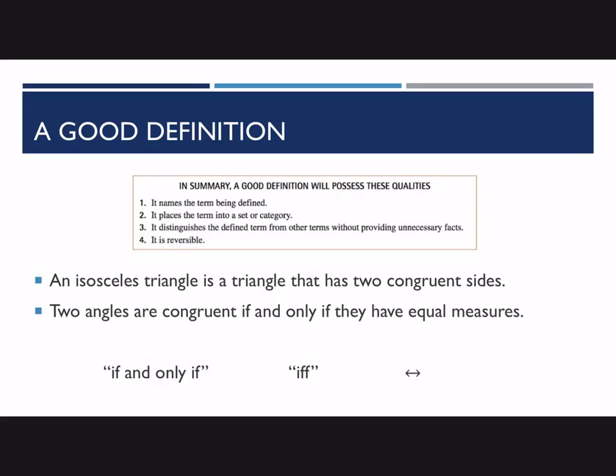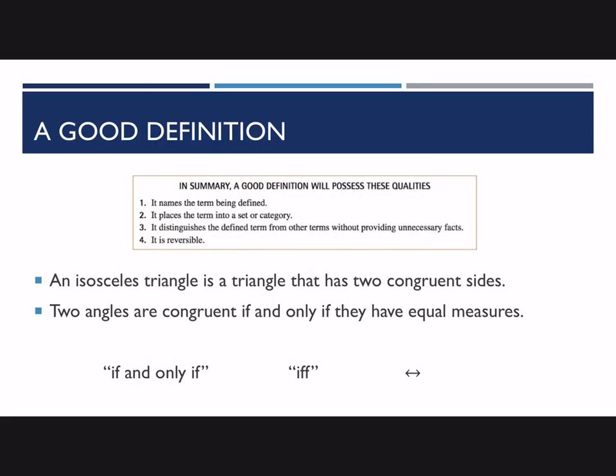Then we move on to definitions, and here are the components of a good definition. First of all, it has to name the term being defined. It places that term into a set or category, so that's what makes it different than an undefined term. And then it has to have enough information to distinguish the defined term from other terms, but we don't want to include unnecessary information.